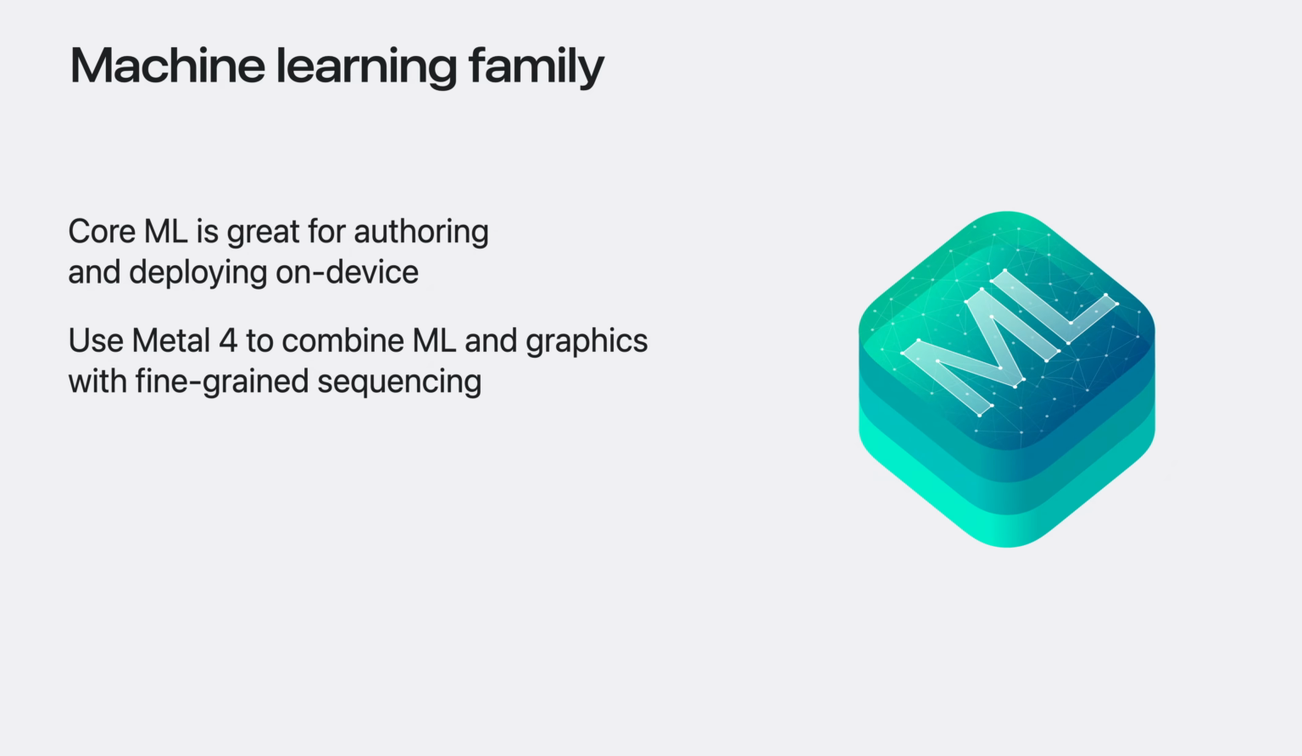Core ML is fantastic for a wide range of machine learning tasks, such as segmentation, classification, generative AI, and more. It makes it easy to author machine learning models. If your application of machine learning requires tight integration with the GPU timeline, Metal 4 has you covered.